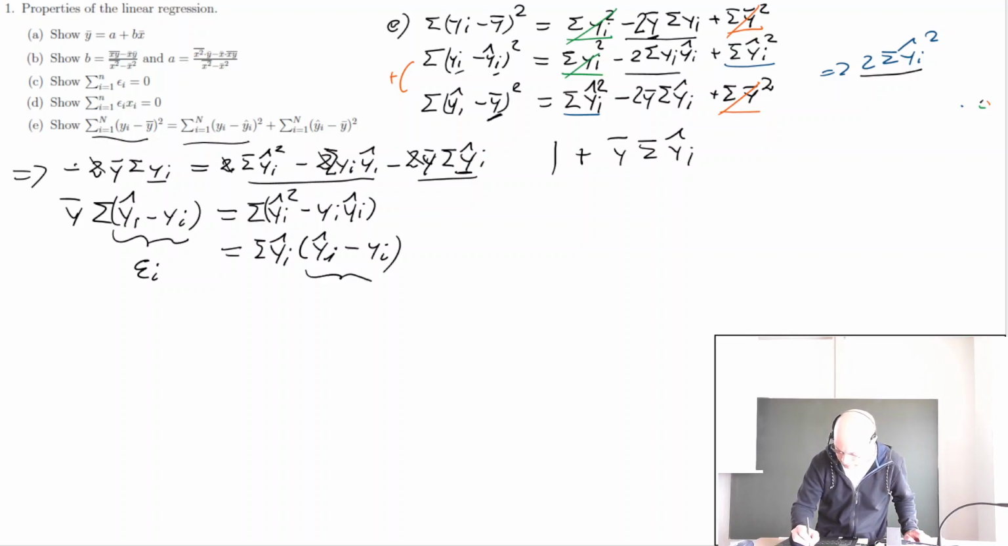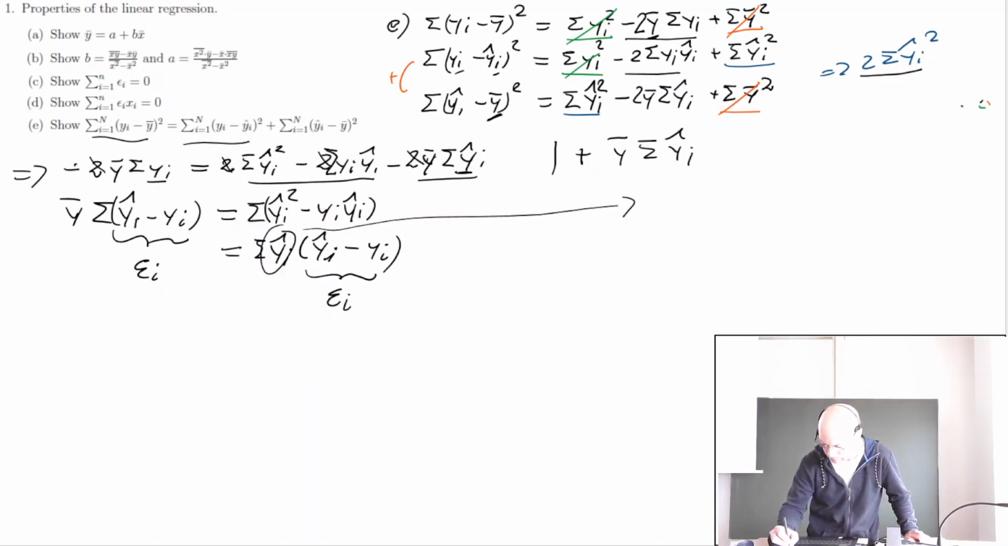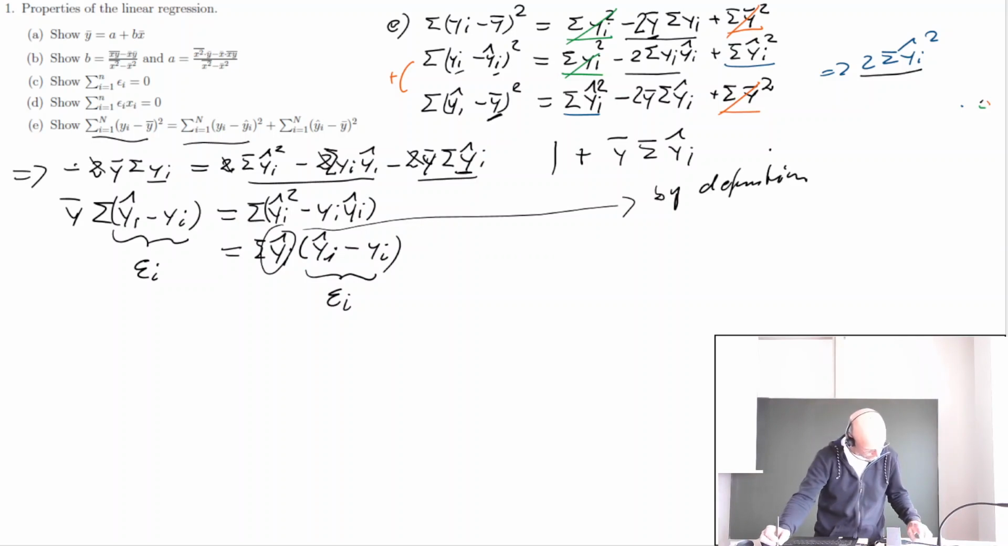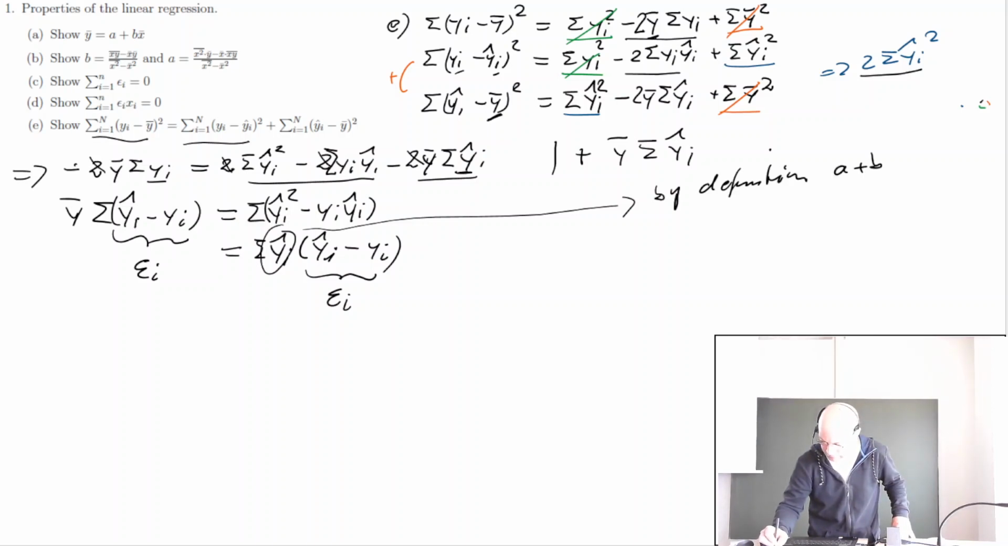Again, this is epsilon, and this, by definition, is nothing else than A plus B xi.